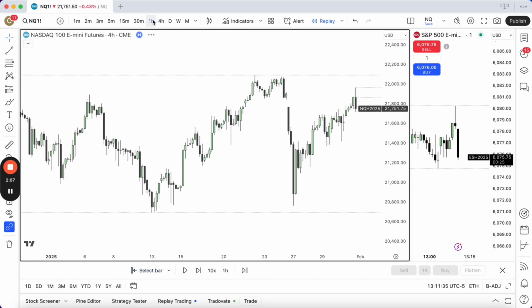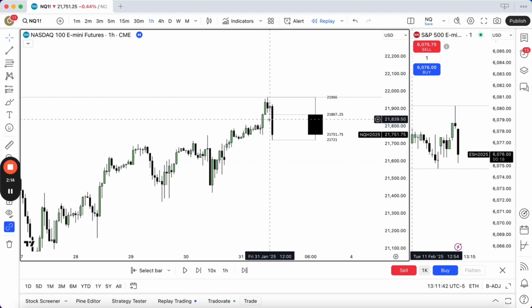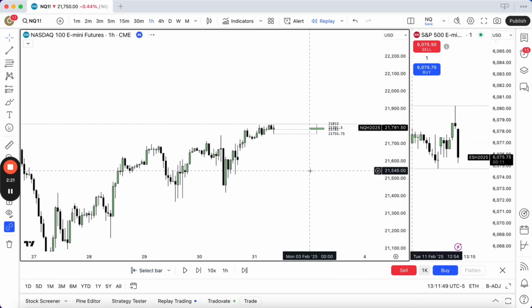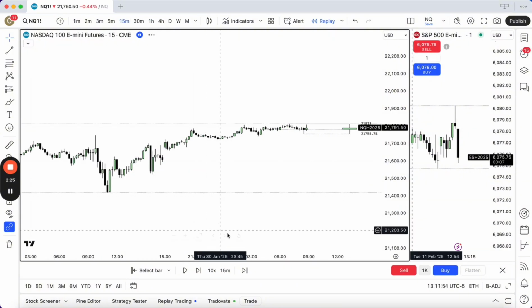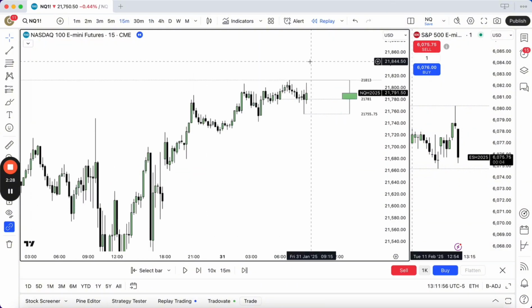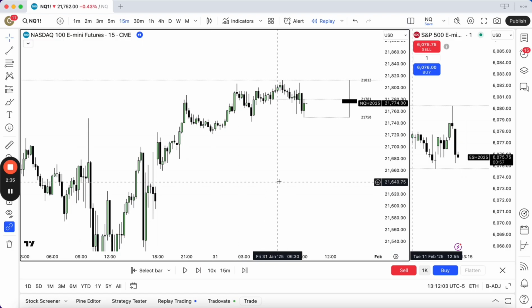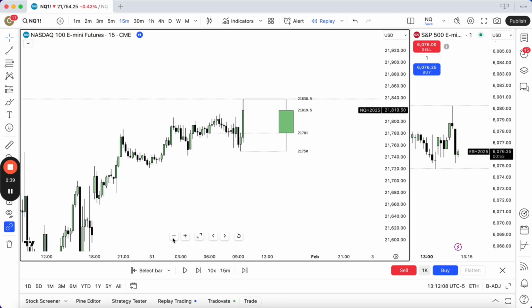Let's go to the hourly. Okay, what time is it? I think that was a 2 p.m. candle. Okay, so I'm actually going to skip over and go to 9 a.m. Okay, at this point, it is 9 a.m. Let's go to the 15-minute time frame. Okay, 9:15, 9:30. Let me go to 9:30. Okay, so this is 9:30. So this is market open.